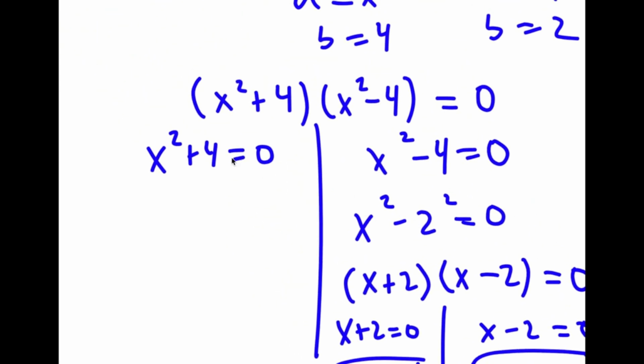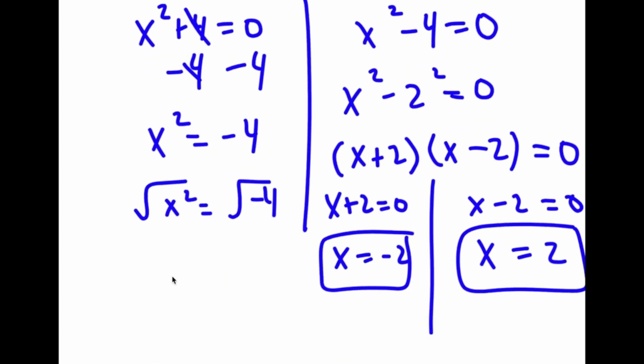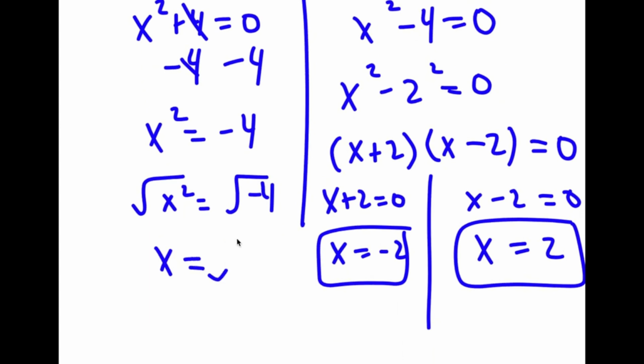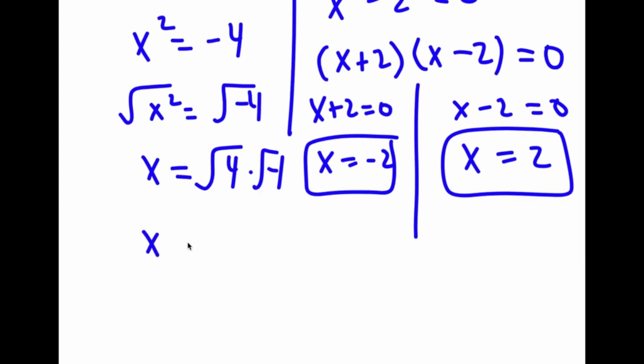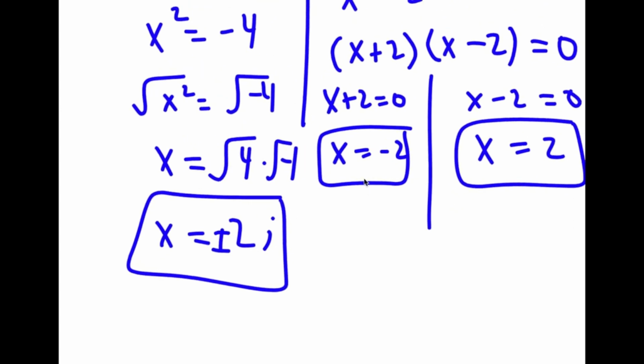Now for x squared plus 4 equals 0, I'm going to subtract 4 on both sides. These two cancel out, and I have x squared is equal to negative 4. Now I'm going to take the square root on both sides. The square root of x squared is x, and the square root of negative 4 is the same thing as the square root of 4 times the square root of negative 1. The square root of 4 is 2, and if you already know, the square root of negative 1 is i. So I have x is equal to positive or negative 2i. So these are another two solutions.